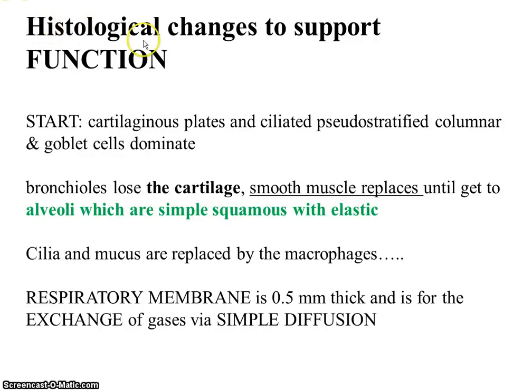So histological changes support this function. Again, we're reviewing this. You start as cartilaginous plates and rings, with ciliated pseudostratified columnar epithelium and lots of goblet cells for mucus. And then we're going to lose this cartilage.